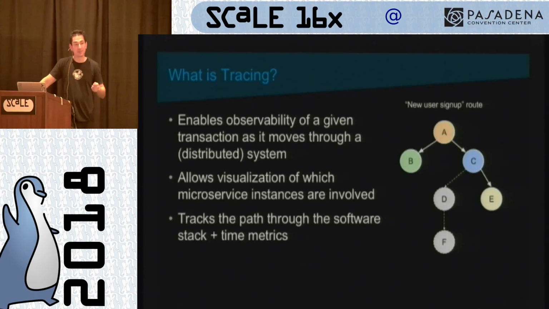Tracing gives you the ability to visualize what instance of a given microservice are involved. And it tracks that path, what services are actually involved through the entire software stack. And it also records time, it's based on time, right? How long did it take for this given service to complete its request to hand it off to the next microservice?